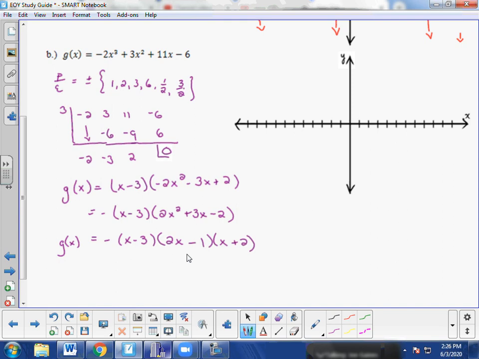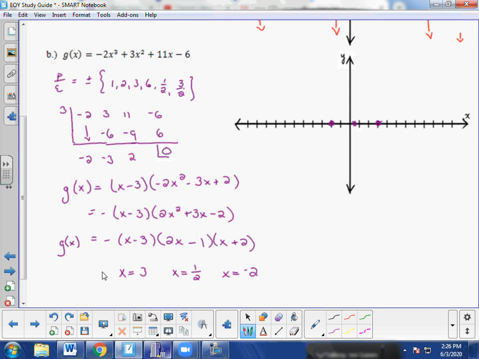What this allows me to do is figure out my zeros. My zeros would be x equals 3, x equals 1/2, and x equals negative 2. So if I went ahead and set each one of those factors equal to 0, these are my zeros. So I'm going to go ahead and graph those. So negative 2, 1/2, that's going to be between 0 and 1 there, and then 3.